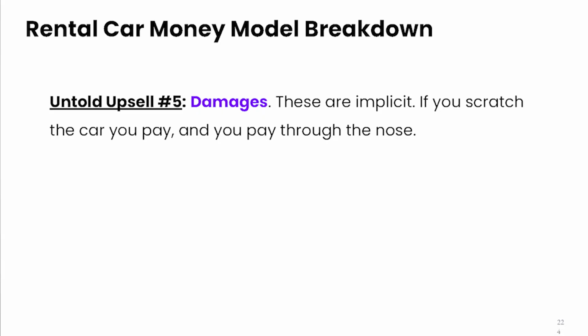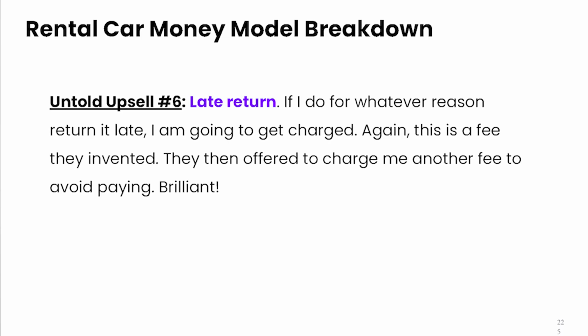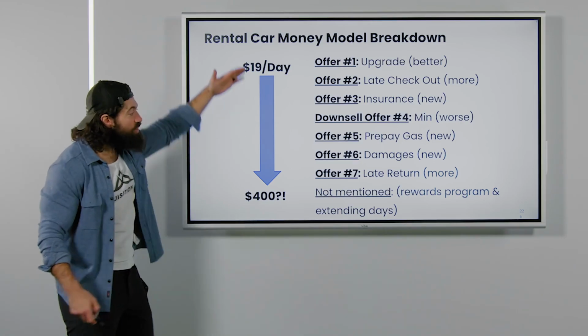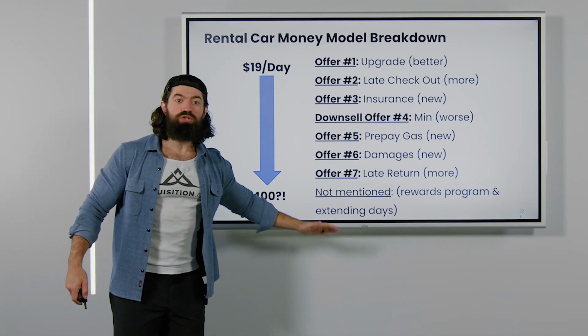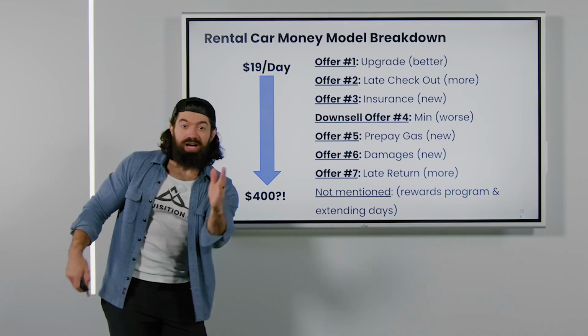Okay. Finally, there's damages. That's an implicit upsell. If you scratch the car, you have to pay. And then late return, yet again, they invented the line, then we had to pay for it. Okay. And so these are all the offers that they made to me in that one conversation.